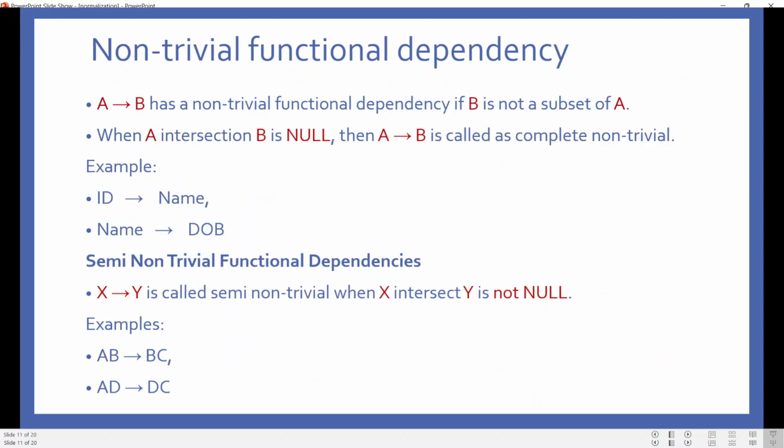A non-trivial functional dependency means that B is functionally dependent on A, or A determines B, and this is non-trivial if there is no intersection.